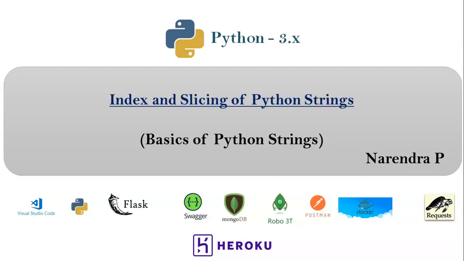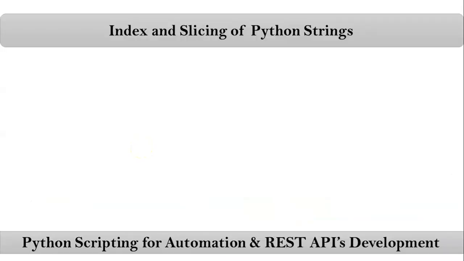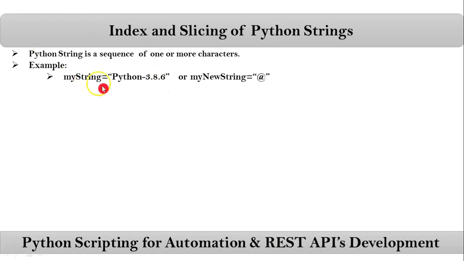Friends, here I will be talking about index and slicing of Python strings. We already know what a string in Python is. Simply, a Python string is a sequence of one or more characters. Suppose here I am defining two variables with the data as strings in this way. If you observe, the first string consists of a number of characters and the second string consists of only one character. Anyway, these two are strings.